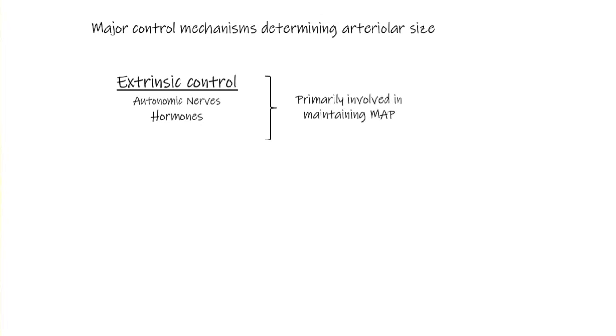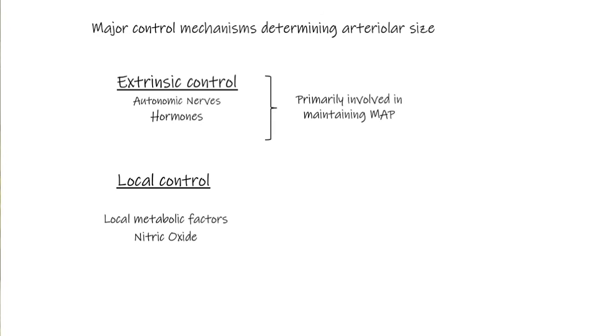So let's finish by putting these mechanisms in a couple of different categories. We have extrinsic control, which includes autonomic neural input and circulating hormones. Of the autonomic mechanisms, we mentioned sympathetic activity is particularly important for regulating vascular resistance throughout much of the systemic circulation. These extrinsic mechanisms are especially important for coordinating vascular resistance throughout the body and helping maintain an appropriate mean arterial pressure. Then we have our local control mechanisms.